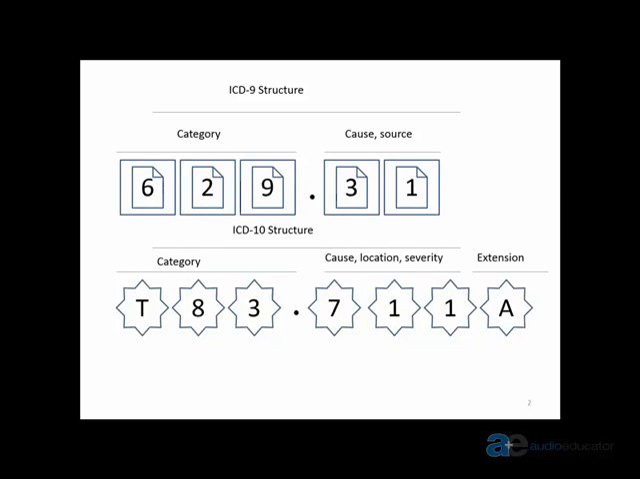One of the features in I-10 is that the code starts with a letter of the alphabet instead of a number. But the category is still going to be the same. So the first 3 digits are still identical as far as describing a category of code as they were in I-9. But in I-9, we had only up to 2 digits after that, so we had a total of 5.